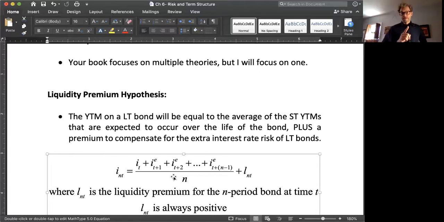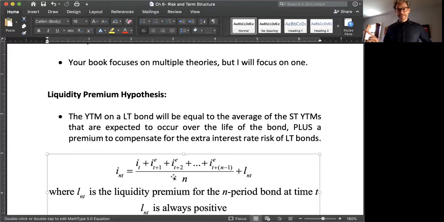But here's one additional factor. In general, what is safer for an investor, to hold a 20-year bond or to hold 21-year bonds?